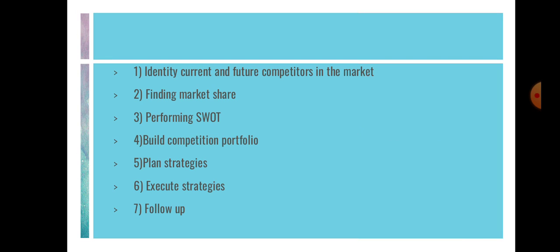Number one is identify current and future competitors in the market. In this step, the company has to first analyze what their target product is. Suppose the company is currently selling a hair oil, then they need to know how many branded and unbranded players are existing in the market.